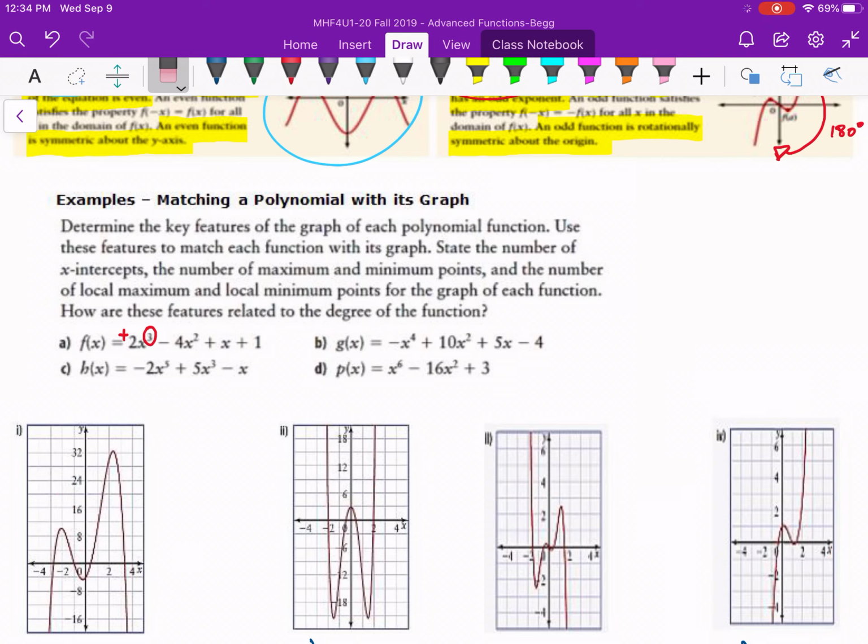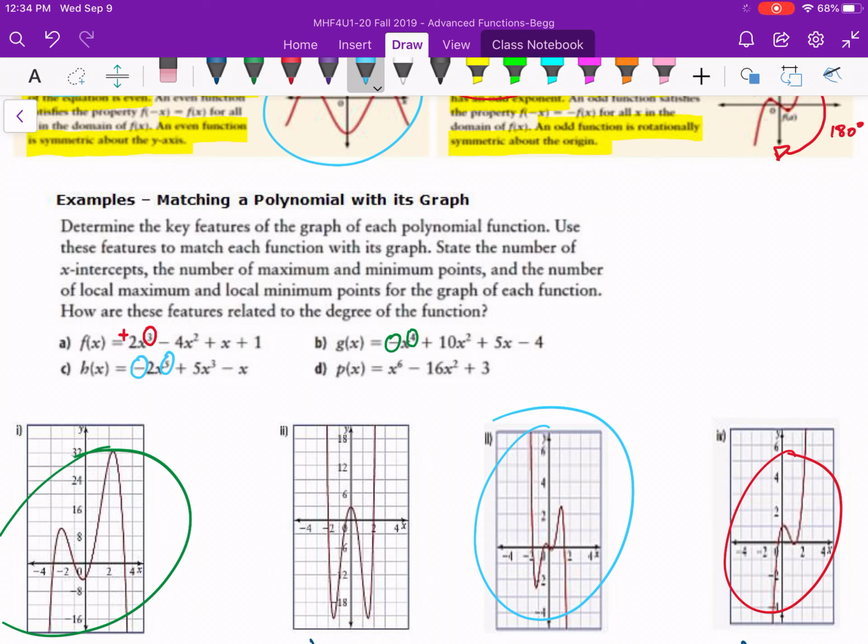The next one, B, has an even degree and a negative leading coefficient, so it's like a parabola opening down. So B would have to match up with this one. This is the only one that's like a parabola in its end behavior and opens down. And let's just go with colors here. Odd degree, negative leading coefficient has to be this one, because that's the one that crosses the x-axis. It has the behavior of a linear function, but the negative reflects in the x-axis, making it go from quadrant 2 to quadrant 4.